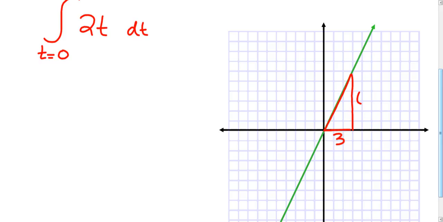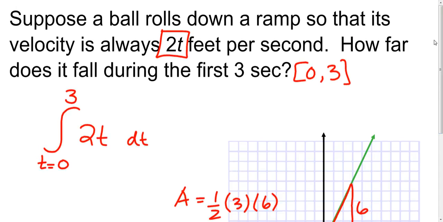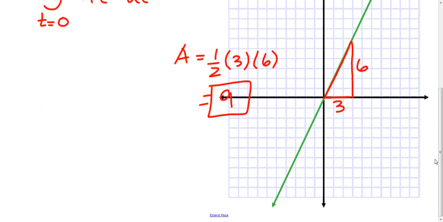2 times 3 is 6. And the area of a triangle is 1/2 base times height. So 1/2 times 3 times 6 would be 9. Okay, so my object moved 9, and I should go back up here and get units. 9 feet, because it's in feet per second, so it moved 9 feet, and I should label that. Okay, and that's this lesson.